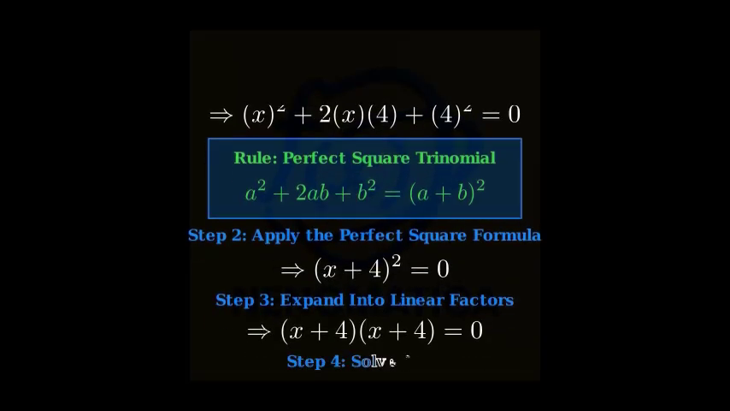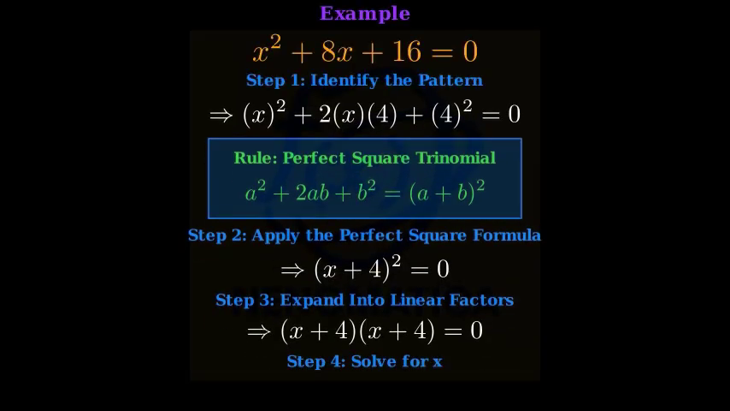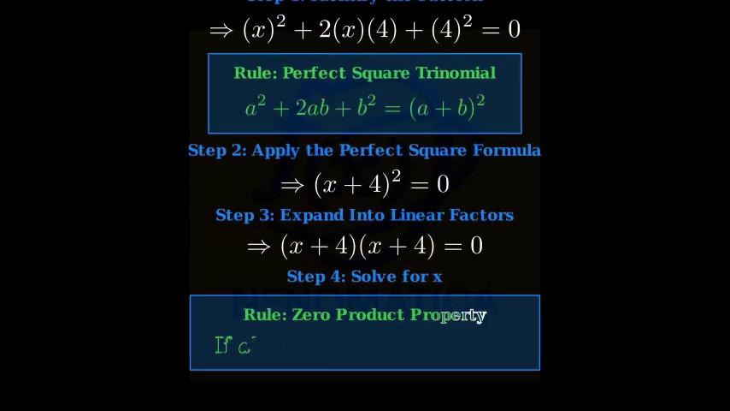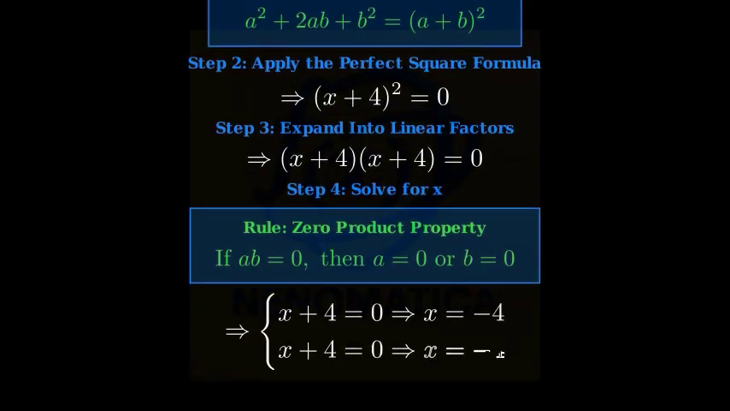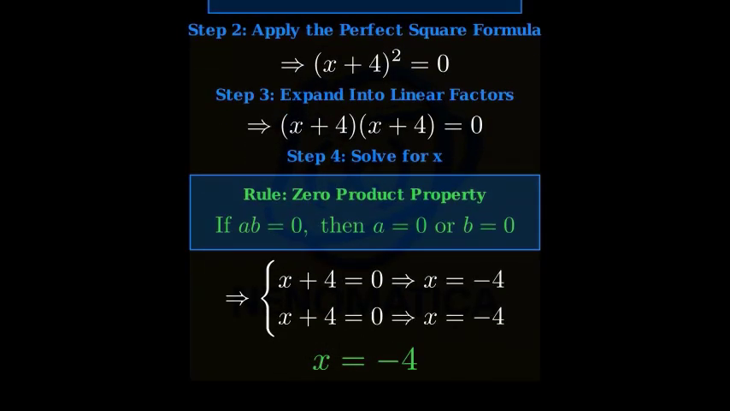Step 4. Now we can solve for x using the zero product property. If a product equals 0, then at least one of the factors must equal 0. So we have x plus 4 equals 0, which gives us x equals negative 4. We also have a second equation, x plus 4 equals 0, which also gives us x equals negative 4. Since both factors are identical, we get the same solution twice. So our quadratic equation has a repeated root at x equals negative 4.